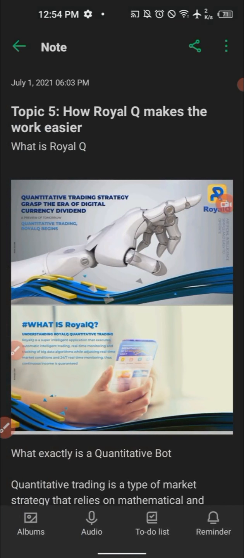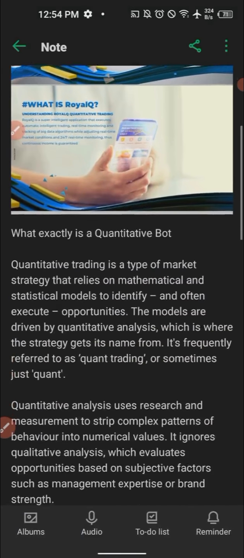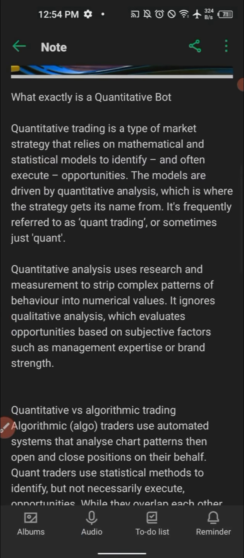Now, how does the Royal Q make the work easier? Before we talk about this, you can read the slides for yourself. Permit me to read out this particular one. Now, first of all, Royal Q is a quantitative bot. There are two major types of bots. We have the quantitative bots and the algorithm bots.